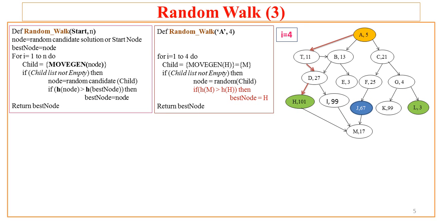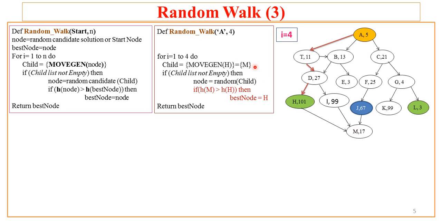Now let us see the last iteration of this algorithm. Here for I equal to 4, that is the last iteration because we have specified the number of iteration value n as 4. So here the current node is H, and for this current node a MOVEGEN function is called, and for this H MOVEGEN will return the child of H.